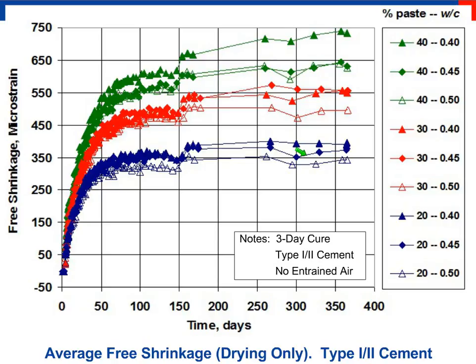Also, if you take a look at the shrinkage at 365 days, you'll see that in each case it's the highest water cement ratio that has the least shrinkage. The reason for that has to do with the pore system: a higher water cement ratio means bigger pores, and actually less stress to cause shrinkage. But even here, the effect of water cement ratio is relatively small compared to the effect of paste. So extra water and extra cement together will hurt you.